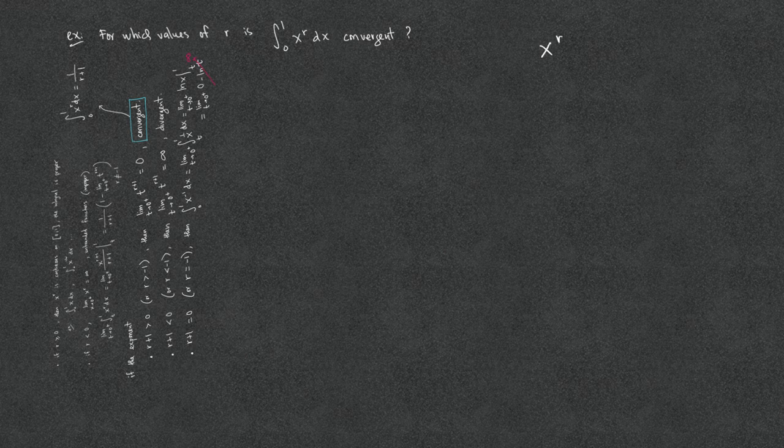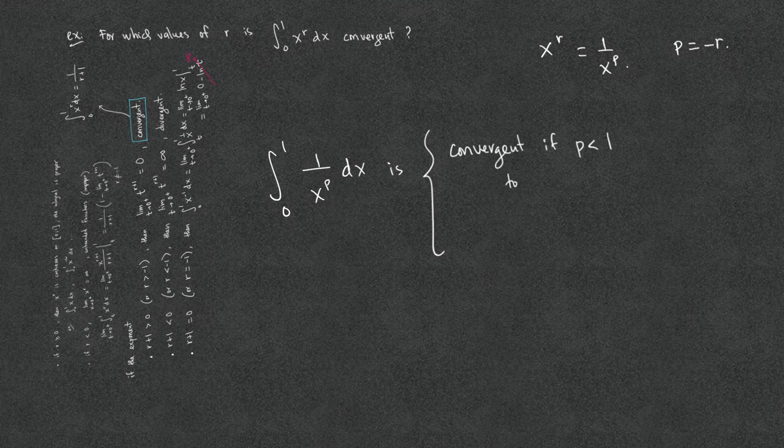If we write x to the r as 1 over x to the p, then p equals negative r. Thus, the integral from 0 to 1 of 1 over x to the p dx is convergent if p is less than 1, and it converges to 1 over 1 minus p, and it is divergent for p greater than or equal to 1. This is called the p integrals, and we will be using these often from now on.